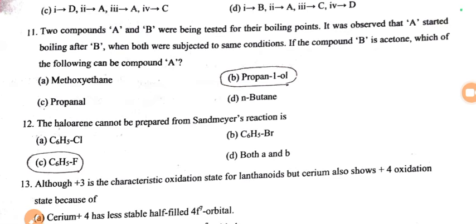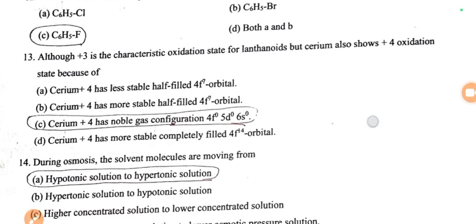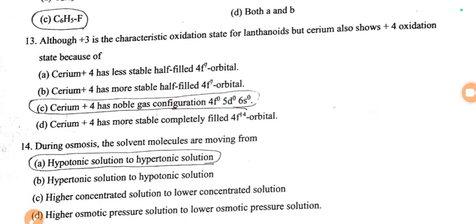If the compound B is acetone, which of the following can be the compound A? If B is acetone, higher than a ketone, the boiling point is higher in alcohol, and that is propan-1-ol, the right answer with the same molecular formula. 12th question: the haloarene that cannot be prepared from Sandmeyer's reaction is option C, C6H5F.